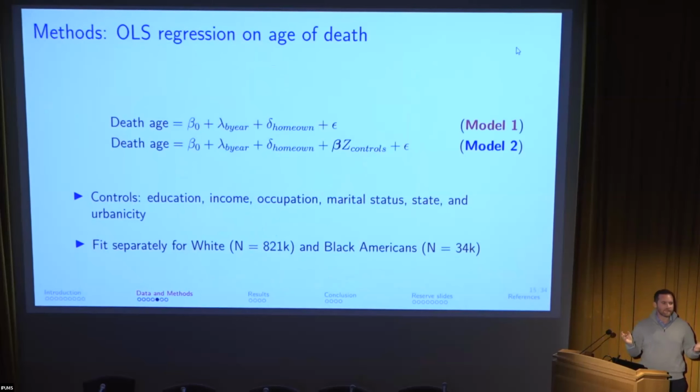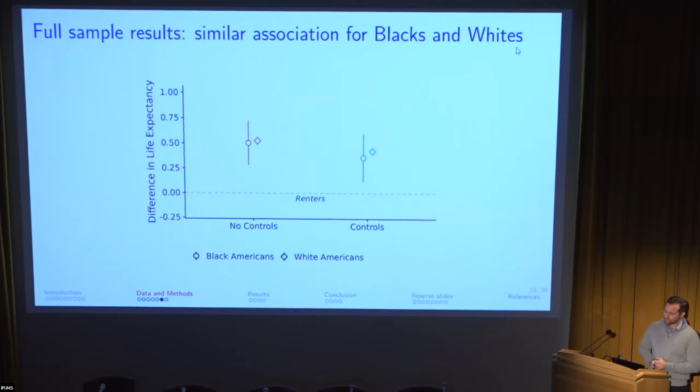The analytic methods that I'm going to use here are quite straightforward. First, I'm going to present results from a sample that we constructed just by linking the 1940 census to the mortality records. So not siblings, we just get a much bigger sample here. In the first model, I'm just going to include a simple dummy for whether or not someone owns a home and fixed effects for birth year. In the second model, I'm going to add in controls for education, income, occupation, marital status, and more. My analytic sample here is about 820,000 white Americans and 35,000 Black Americans.